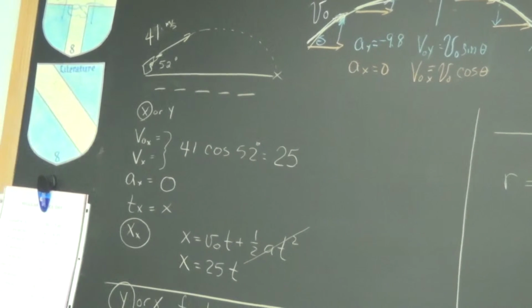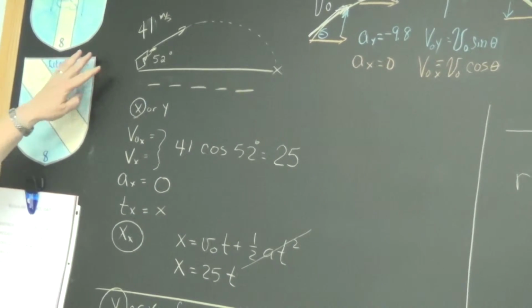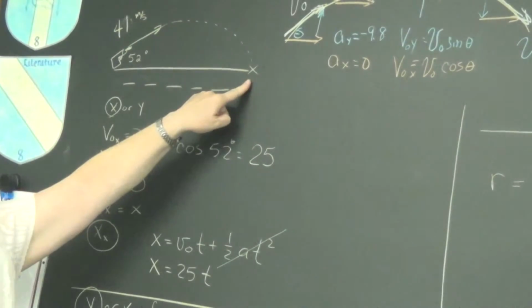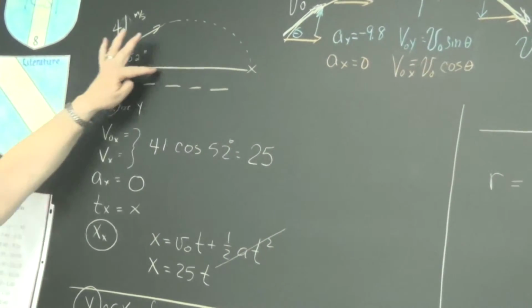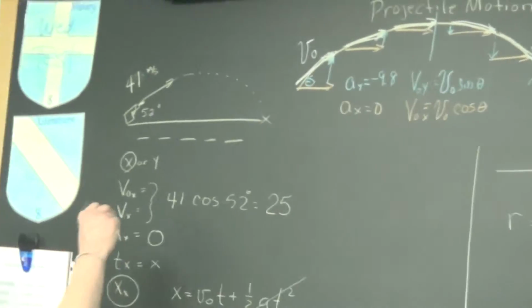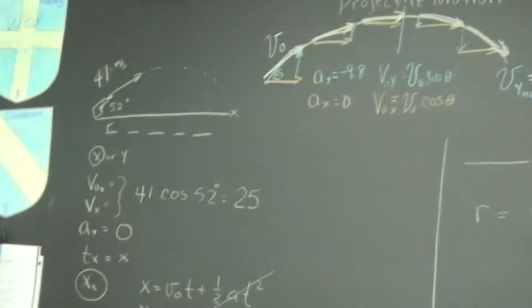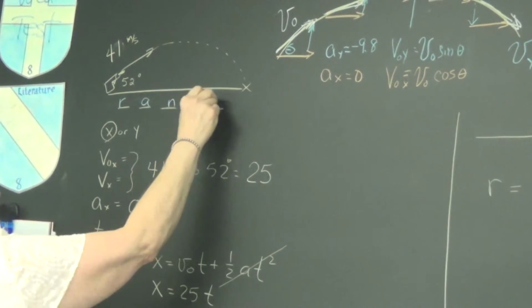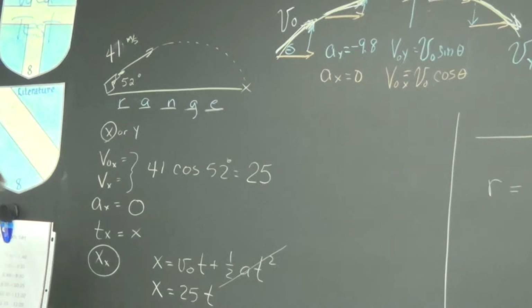So we have a projectile, it's a bullet, 41 meters per second at 52 degrees, and it's going to hit this target right here. We renamed the distance in the x direction, starts with an R. What is it, Emily, number 1? Range. All right, so now we have the range is the distance in the x direction.